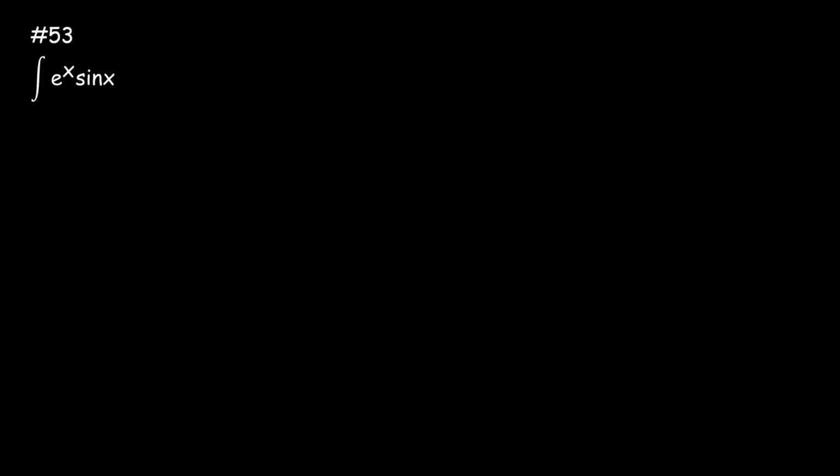We have the integral of e to the power x sine x. Now this question is very interesting as we are going to get a loop. We're going to get stuck in a loop, but then I'll show you how to work through that. So let's begin by taking u as sine x and dv as e to the power x.